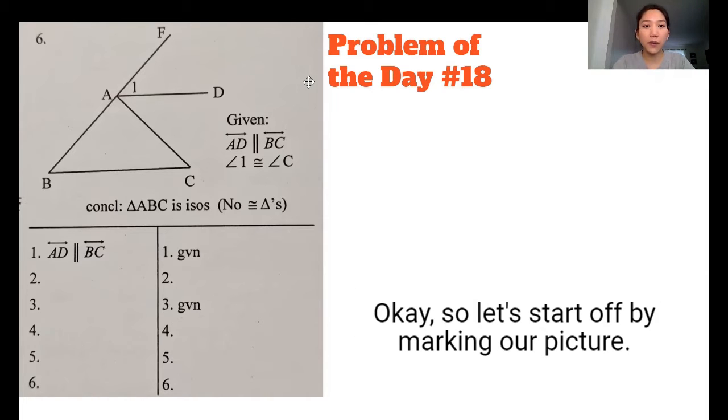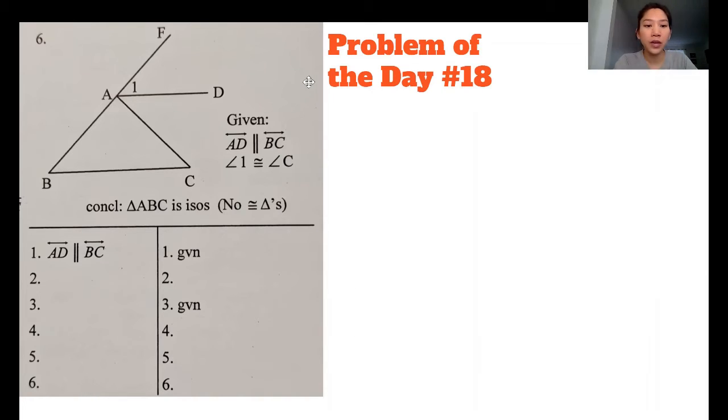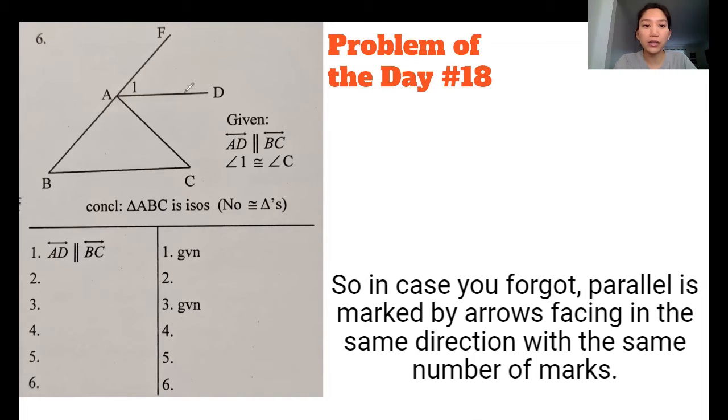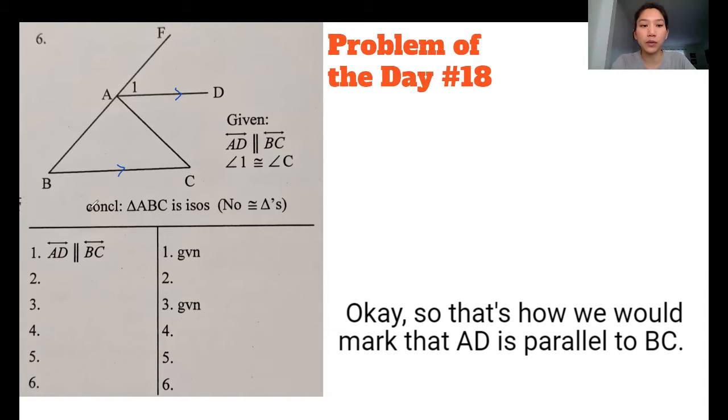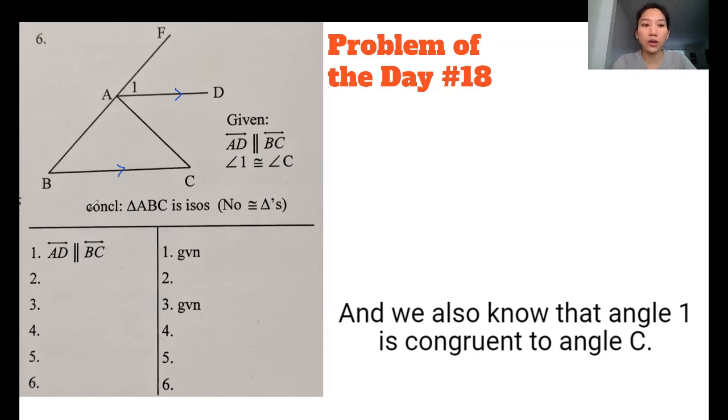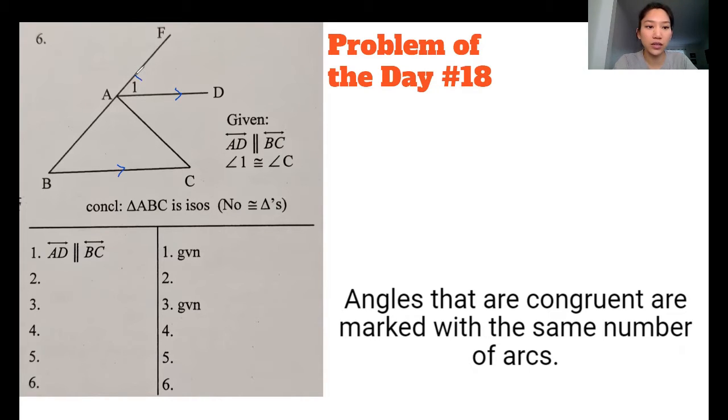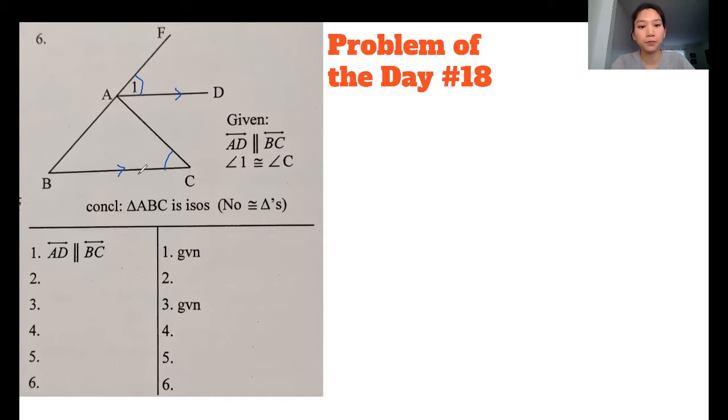Okay, so let's start off by marking our picture. In case you forgot, parallel is marked by arrows facing in the same direction with the same number of marks. So that's how we would mark that AD is parallel to BC. And we also know that angle 1 is congruent to angle C. Angles that are congruent are marked with the same number of arcs.